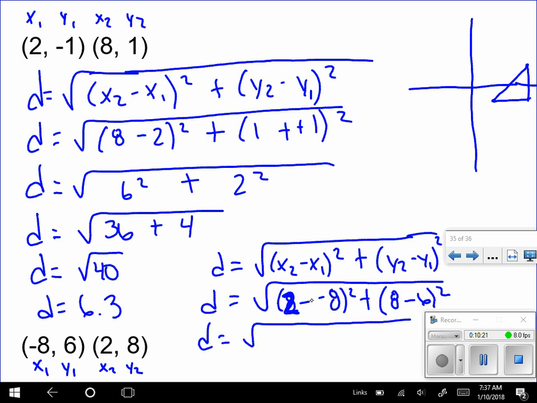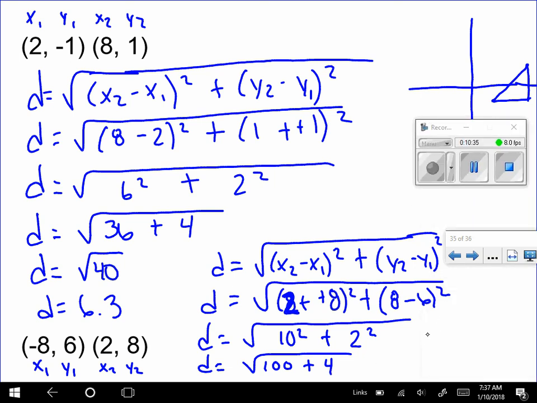So this one we would have plus plus, so we would do 10 squared plus 2 squared. So we would get 100 plus 4. And I'm going to move this over so we have some room. D would equal the square root of 104. So the square root of 104 is 10.2 rounded to the nearest tenth.